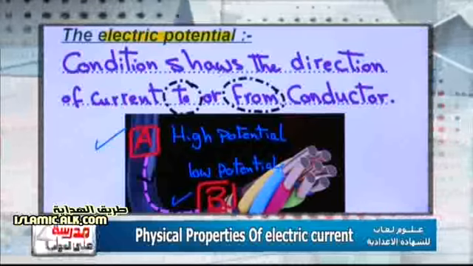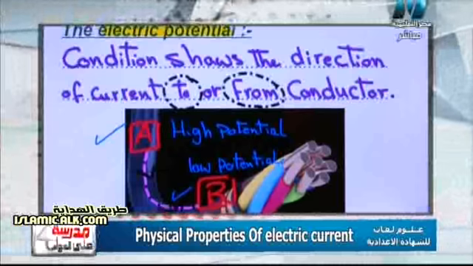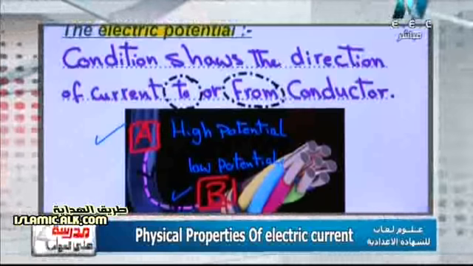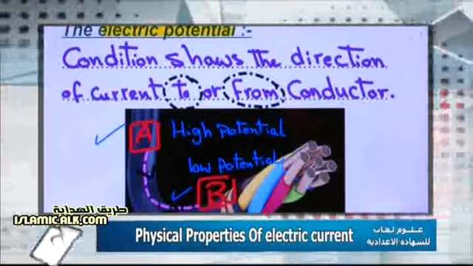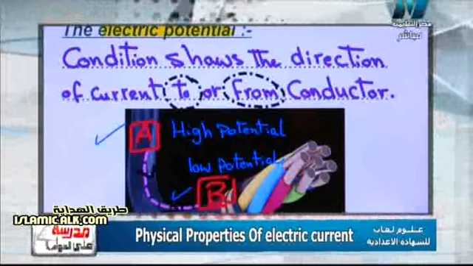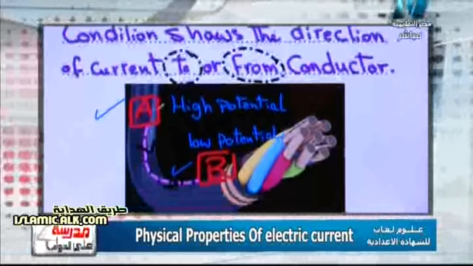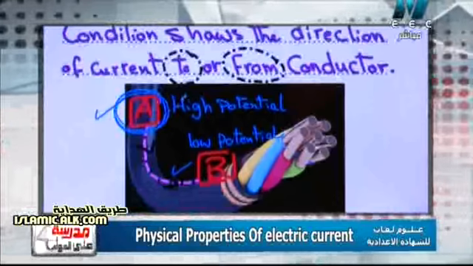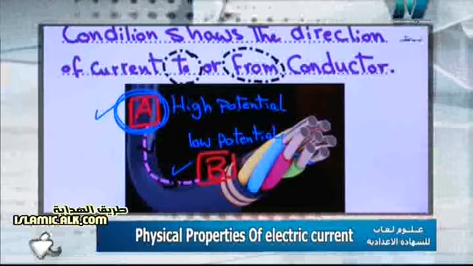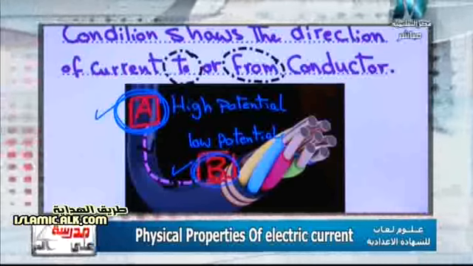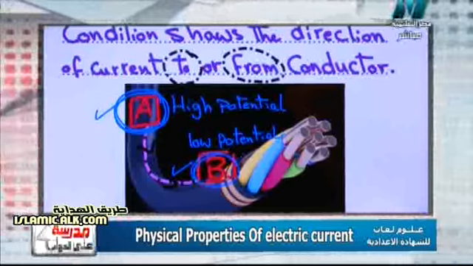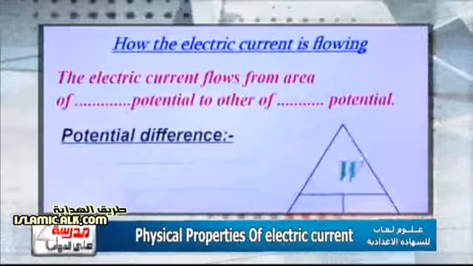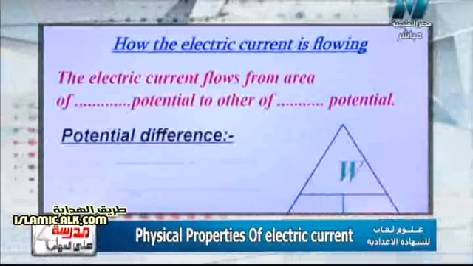واحد يقول لي طب we know how come this current comes to the conductor or coming from the conductor. جايه من السلك ولا رايحه للسلك؟ أقول له we have electric current moves from high potential to what? To, yes, low potential. So we have potential difference. As you see how the electric current is flowing.